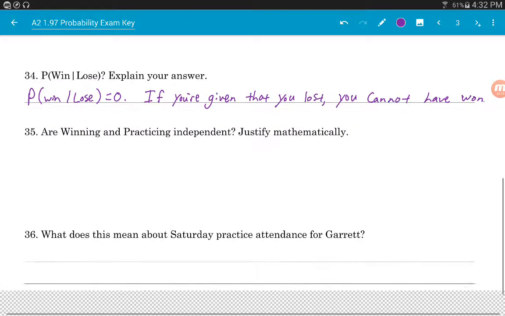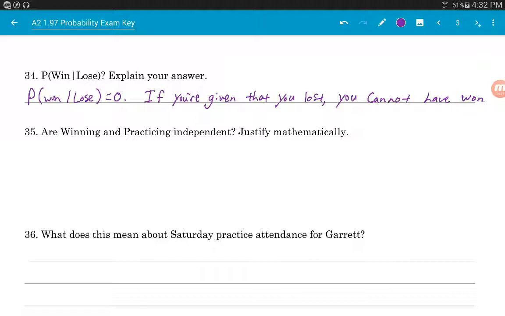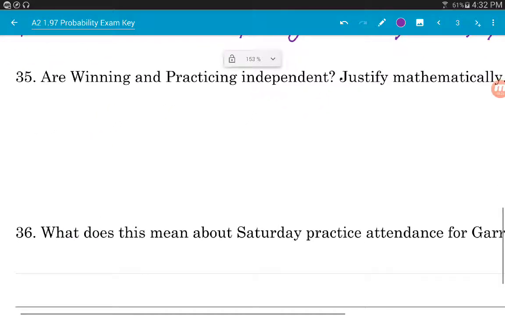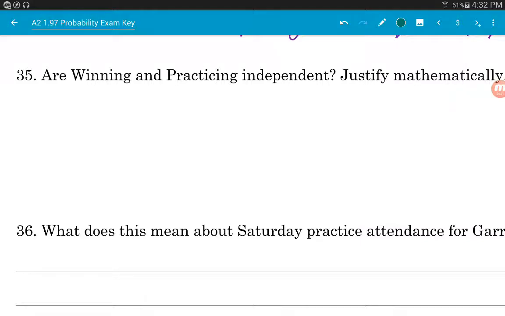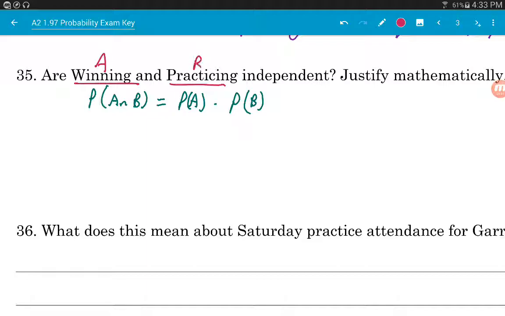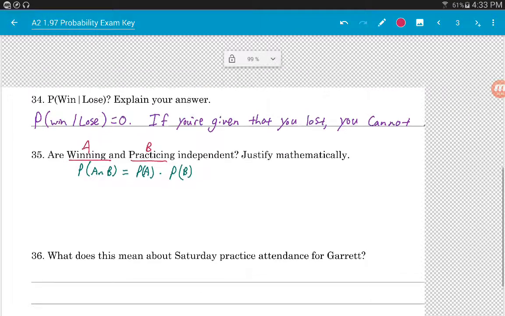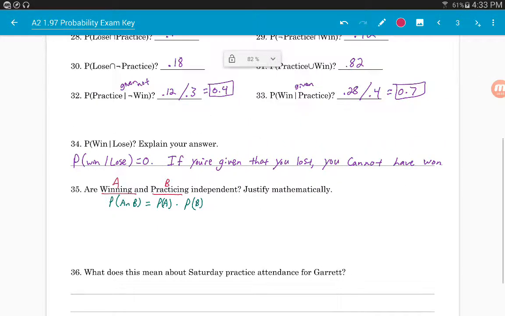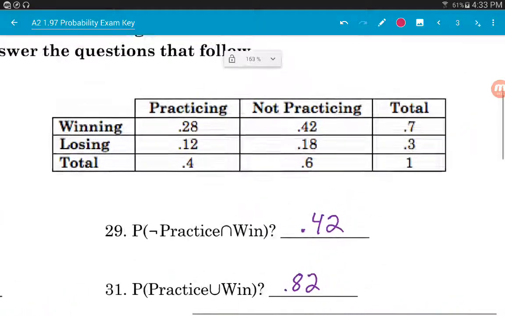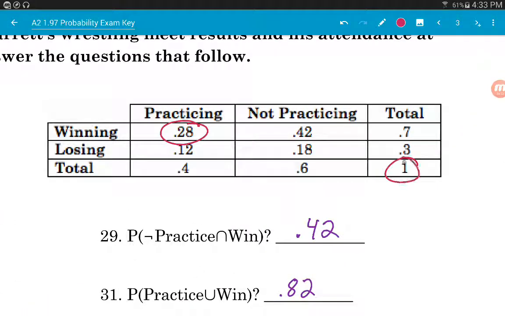So are winning and practicing independent? Justify that mathematically. So the rule that everybody liked as far as winning and practicing was this rule. Probability of A and B is equal to the probability of A times the probability of B. So let's call winning A and let's call practicing B. So the probability of winning and practicing, that's A and B. Winning and practicing is 0.28 out of 1.